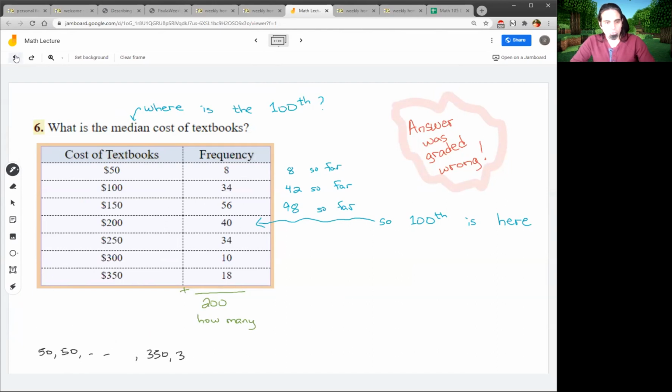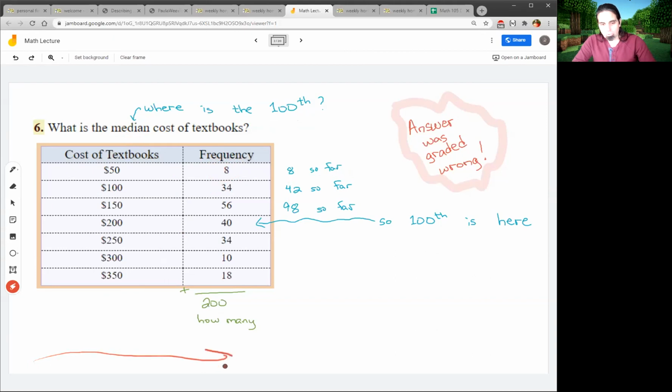We would have to list out all 200 numbers. We would be here all day. So knowing that there's 200, we just have to find where the middle one is. The median is where is the 100th one. So as we made our list, the first 8 things would be 50. We have 8 so far.